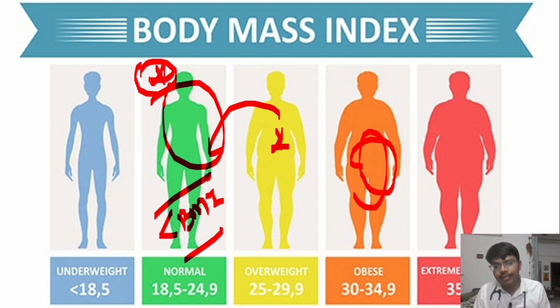Don't try to bring it down very drastically. That will also cause high fluctuations of the uric acid. So try to bring it down over 6 months to 1 year. Keep a weight target practical, possible, achievable. Don't keep some excessive weight target which can't be achieved. So keep a possible, achievable weight target.